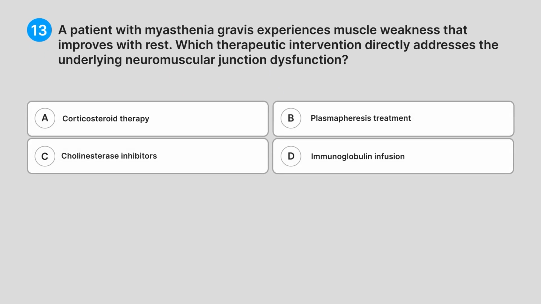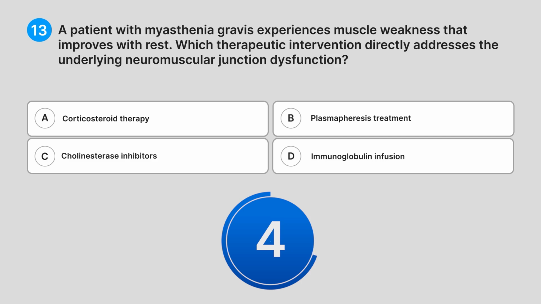13. A patient with myasthenia gravis experiences muscle weakness that improves with rest. Which therapeutic intervention directly addresses the underlying neuromuscular junction dysfunction? A. Corticosteroid therapy. B. Plasmapheresis treatment. C. Cholinesterase inhibitors. D. Immunoglobulin infusion. Can you guess the answer?